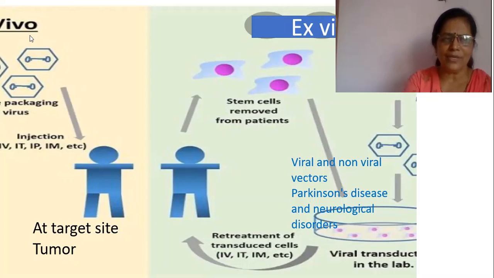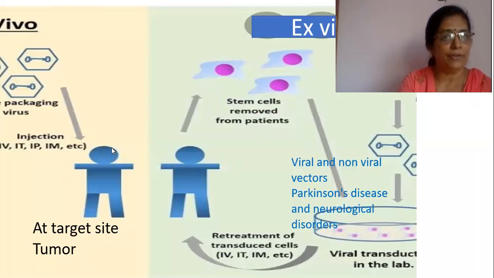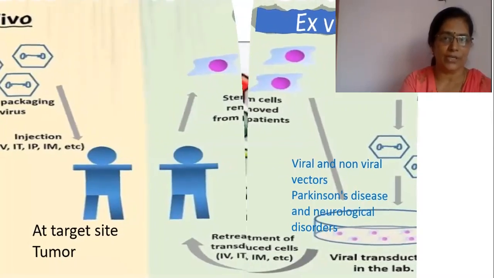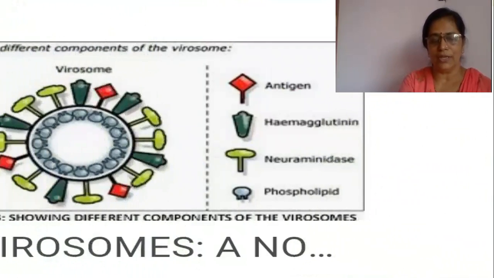In vivo means the gene is transferred or delivered directly into the targeted organ of the human being, and ex vivo means the cell is isolated from the patient and then the gene is introduced and delivered, then it is called the ex vivo condition. In the case of Parkinson's and neurological diseases, the ex vivo therapy is used. And in the case of a cancerous tumor, the in vivo therapy is used. Virosomes are also used for gene therapy.